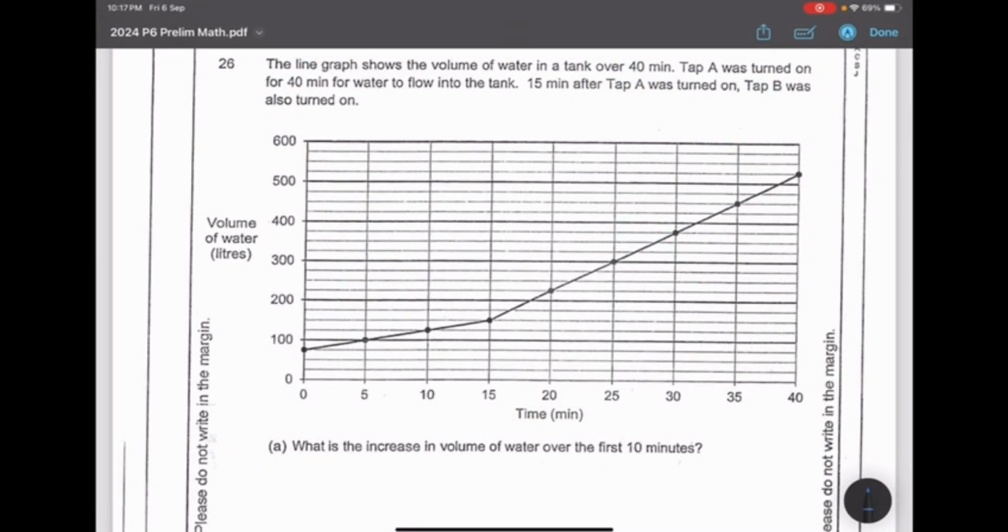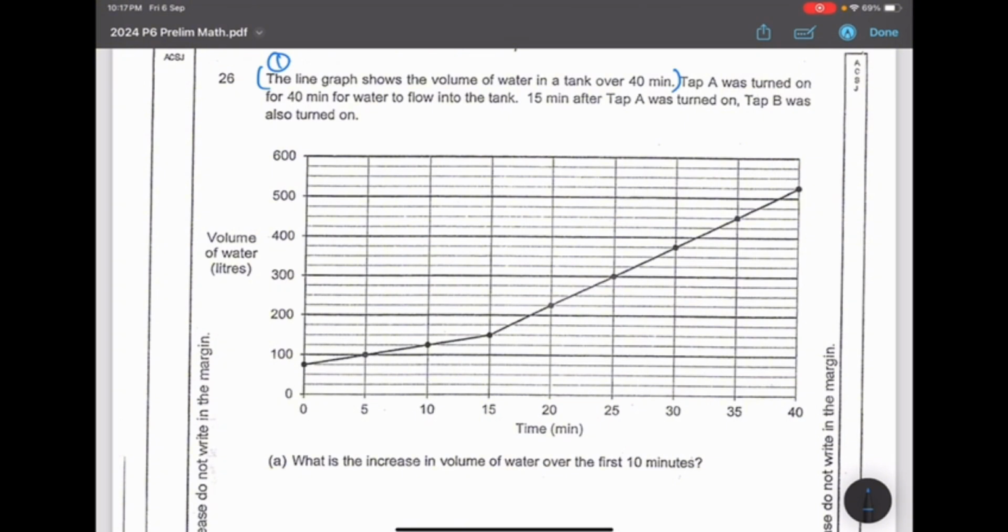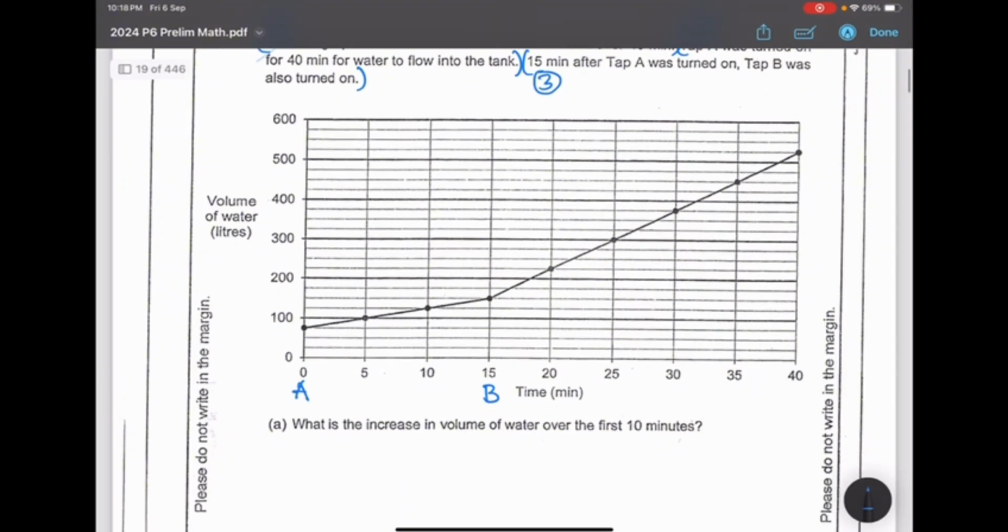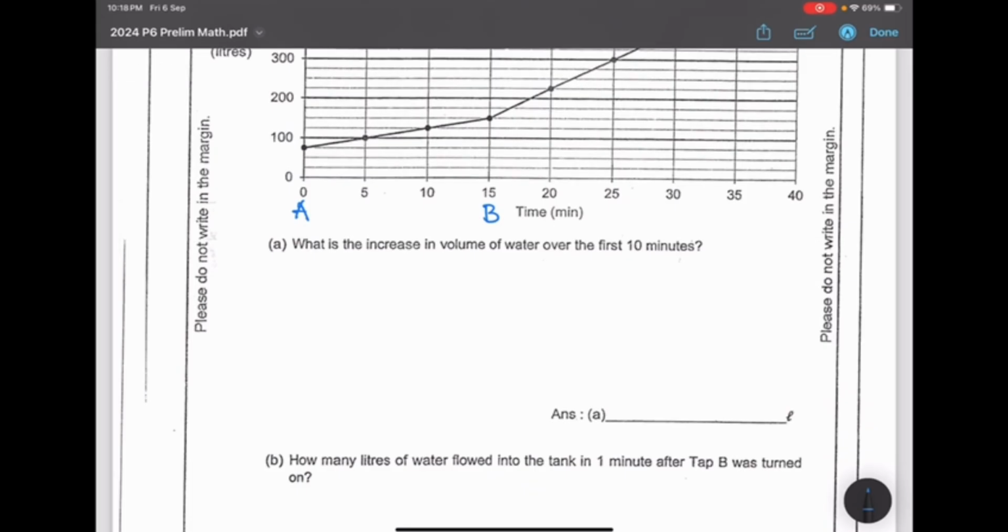Alright, let's move on to question 26. The line graph shows the volume of water in a tank over 40 minutes. Moving on to the next sentence. Tap A was turned on for 40 minutes for water to flow into the tank. Next sentence. 15 minutes after tap A was turned on, tap B was also turned on. So as you can see, this is the point where B is turned on. Tap A was on from the start.